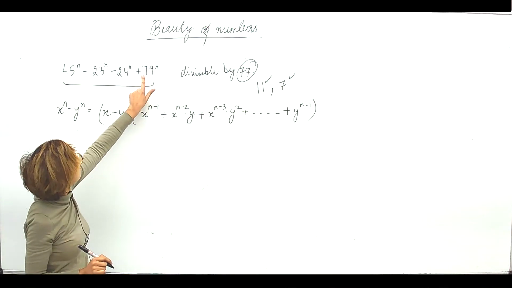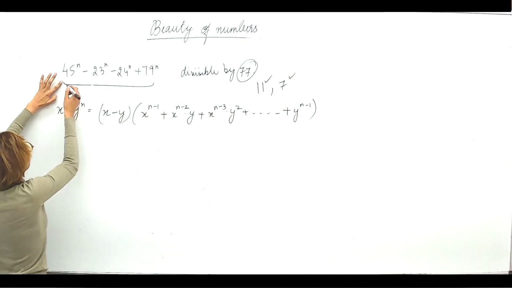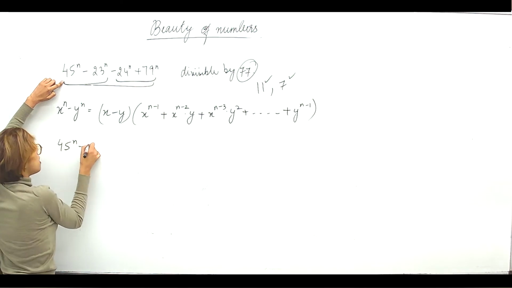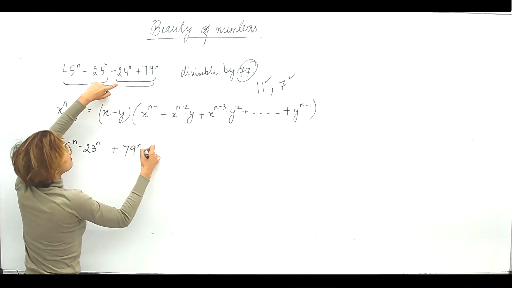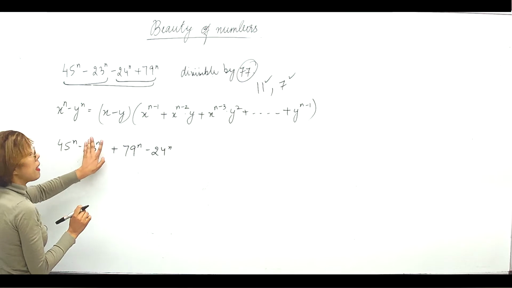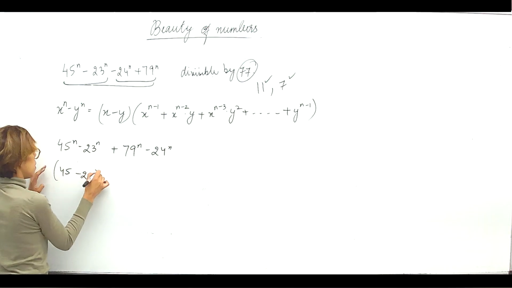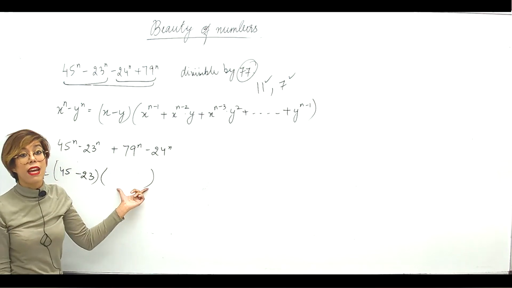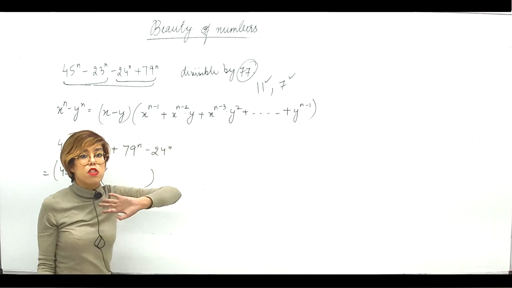And check the difference of these two. 79 minus 24, that is 55. Again, a nice number. So I'll combine these two and then these two. So 45 raised by n minus 23 raised by n plus 79 raised by n minus 24 raised by n. Now x raised by n minus y raised by n factors is x minus y. So 45 minus 23, right, into some number, whatever the case may be, I am not interested. Why? Because it's an integer. Definitely this will be an integer.